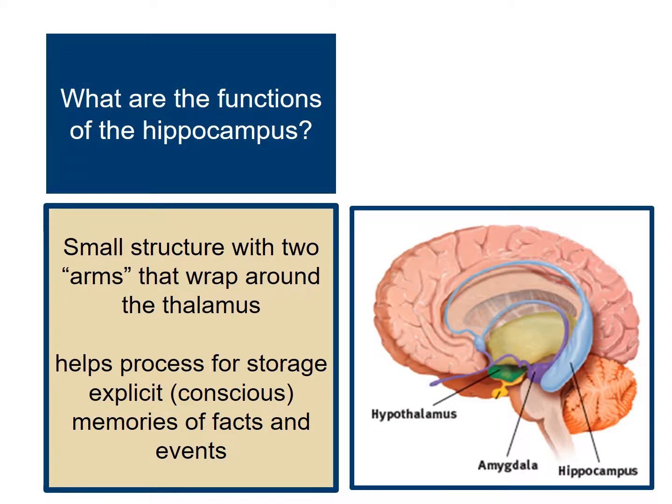Moving on to the hippocampus. It's a small structure with two arms, essentially, that wrap around the thalamus. We're looking at the light blue part now, and you can see those arms or bands. The hippocampus helps process for storage conscious memories of facts and events. So really breaking it down, the hippocampus is related to your memory.